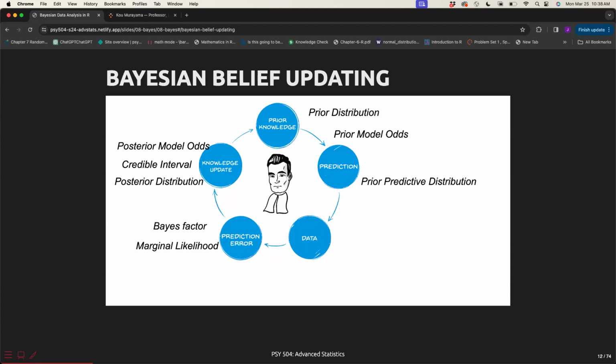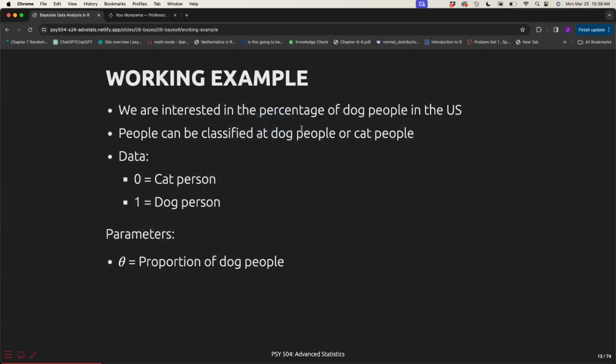And then I want to talk about updating our knowledge. So the posterior distribution, the credible interval, and posterior model odds. These are important concepts in Bayesian data analysis that I think we should know a little bit about. So what I wanted to do here is work with a very simple example.